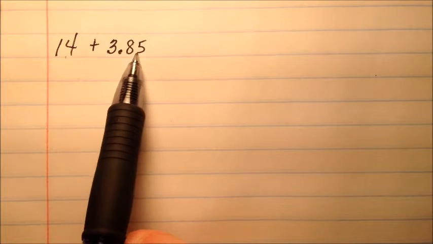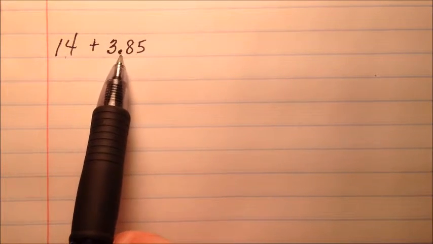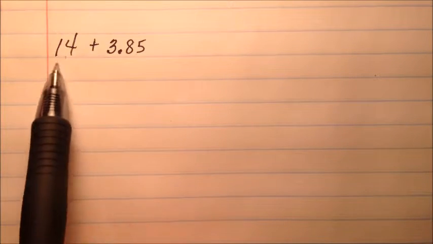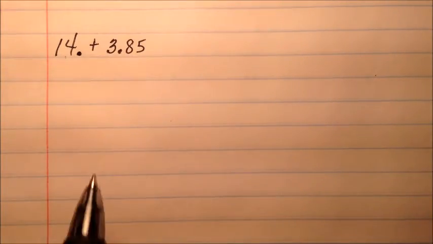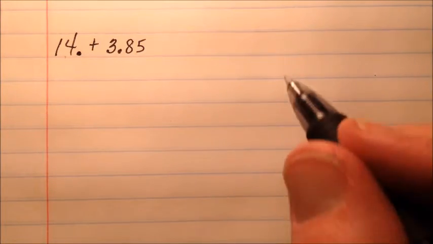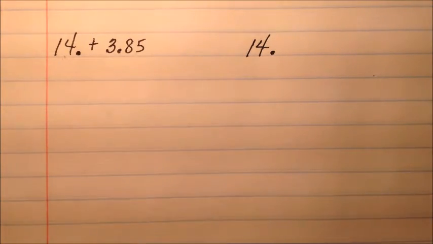In this third and final example, I have 14 plus 3.85. Well, I see that in my 3.85 I have a decimal point right there. My 14 really doesn't have a decimal point showing, but I do know since it's a whole number, my decimal point is right behind it. And then I just have zeros after that. So let's put my 14 right there, and I know the decimal point goes behind the 14.